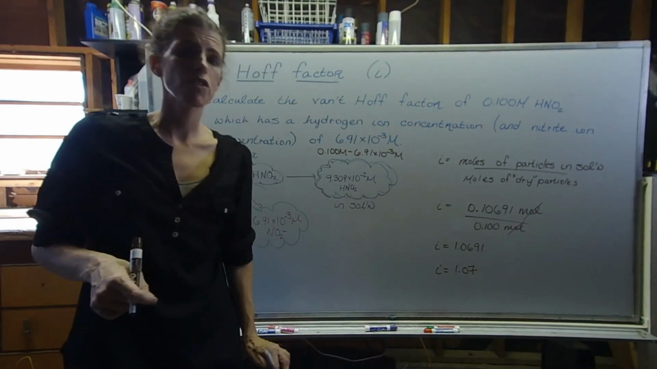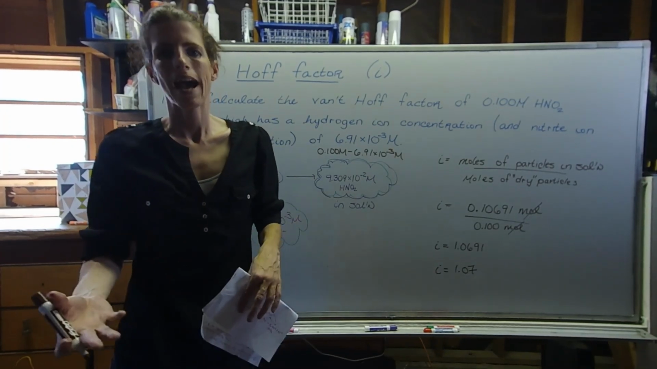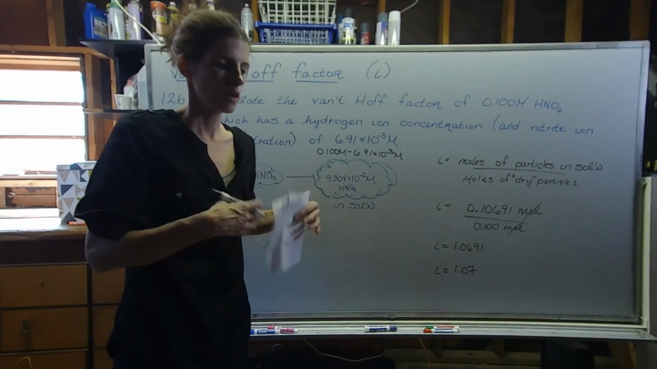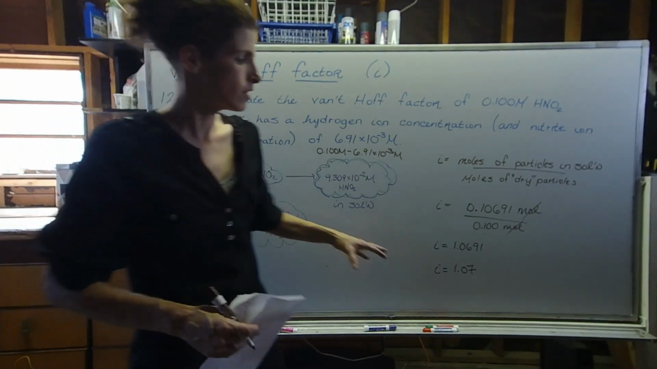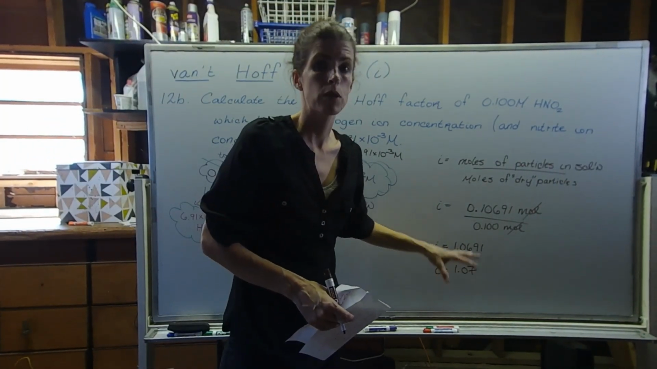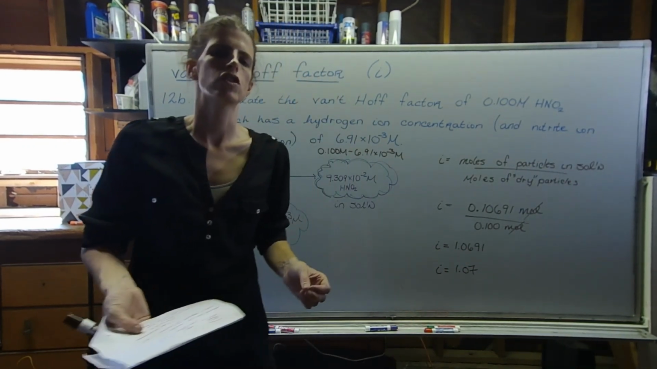You've noticed on both of these problems that weak electrolytes, whether they be weak acids or compounds that don't dissociate 100%, it's okay. The i values can be super close to 1 because they're only dissociating to a really small extent.